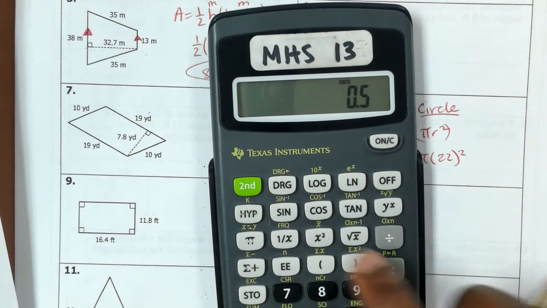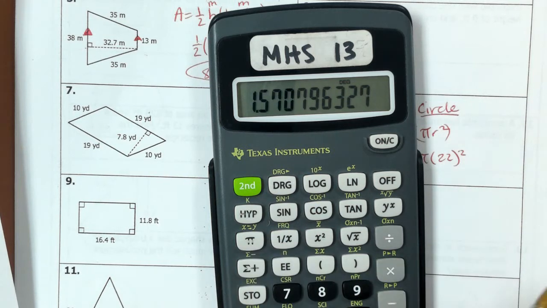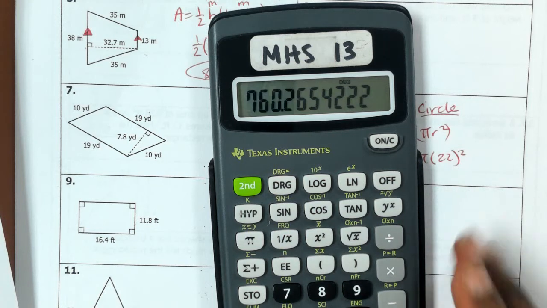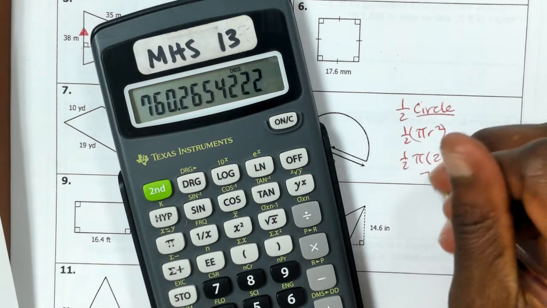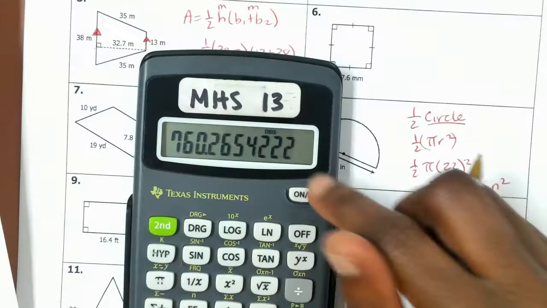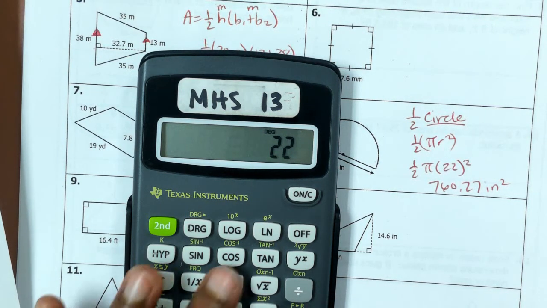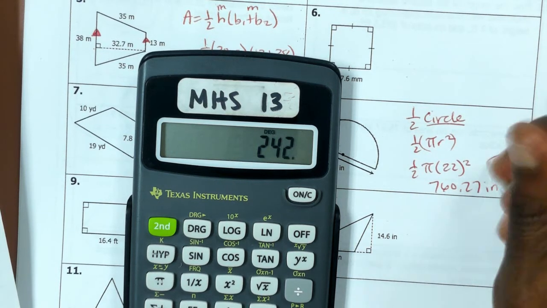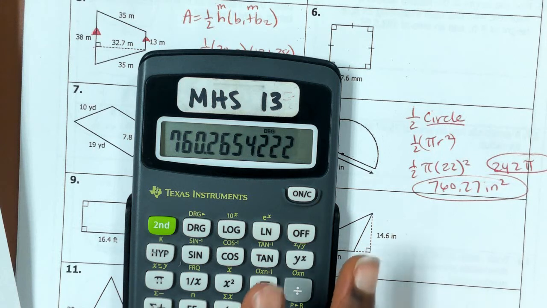It's 0.5 times pi times 22 squared. So it's 760.27. Okay, in terms of pi, if I didn't multiply the pi part, it would just be 242 pi. So either of those answers is fine. But again, if you times the pi, you get 760.27.